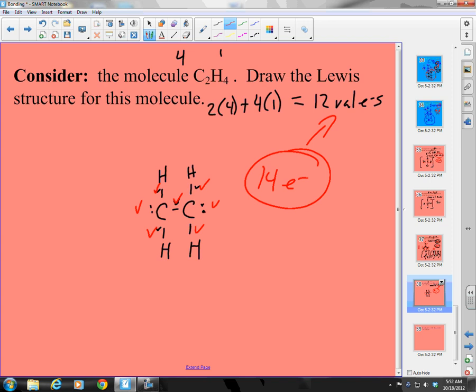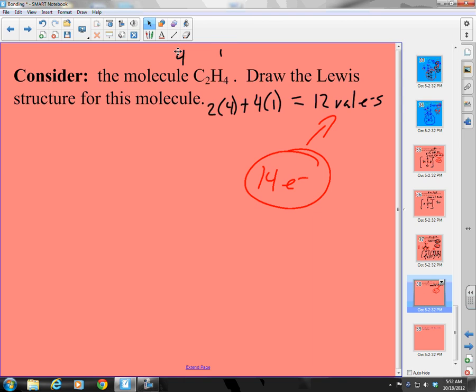So what do we have to do? When I have too many electrons, I have to start over and use a what? A double bond. That is correct. So I'm going to take my carbons and double bond them. Remember, you cannot double bond hydrogens. Hydrogen, hydrogen, hydrogen, hydrogen. Good.